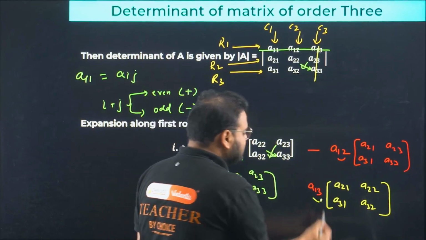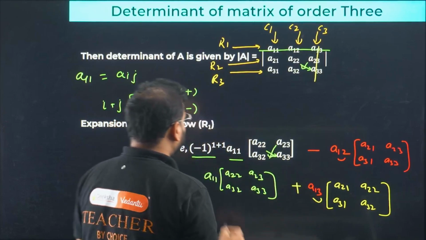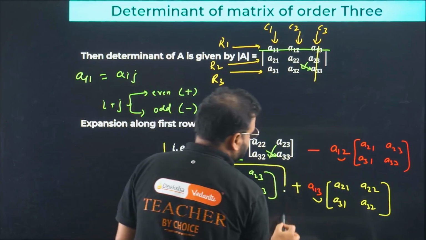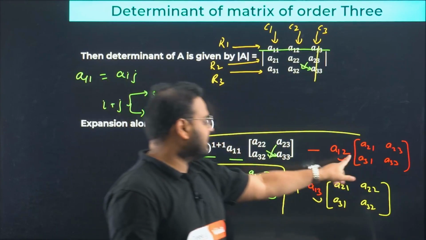Again, you see 1 plus 3 is what? Even or odd? It is even, hence you'll have a plus sign. So yeah, this is your answer. Please check. Starts from here and like this. That's your answer: first element, second element, third element.